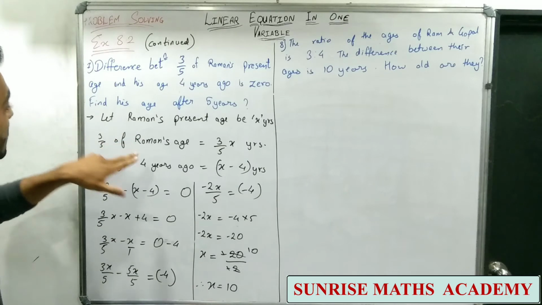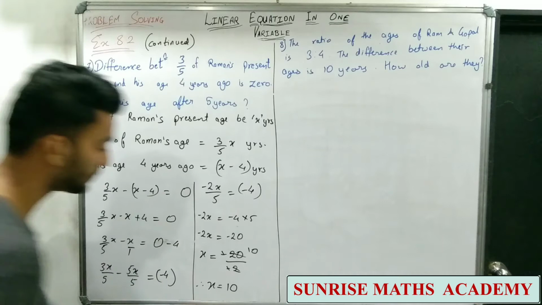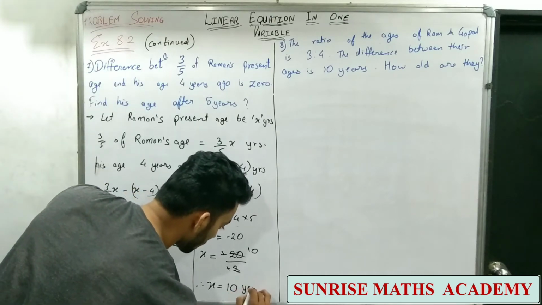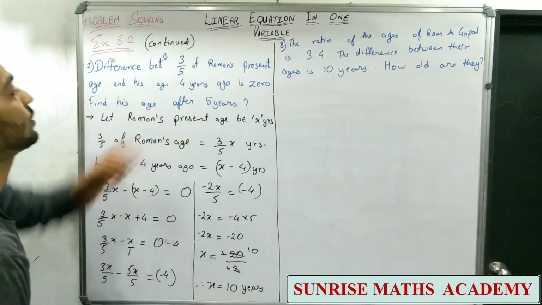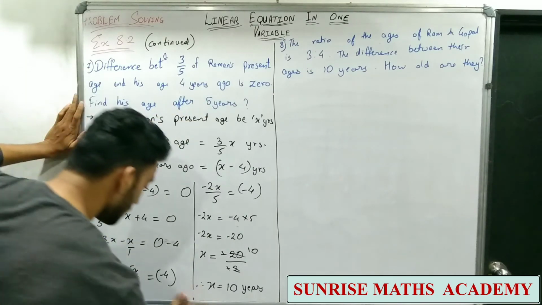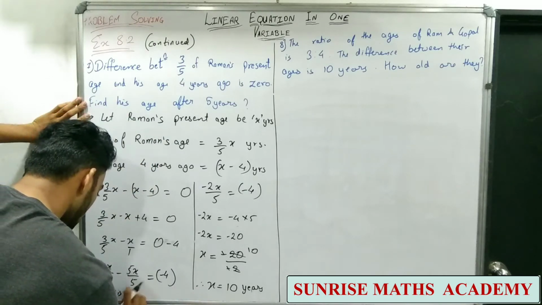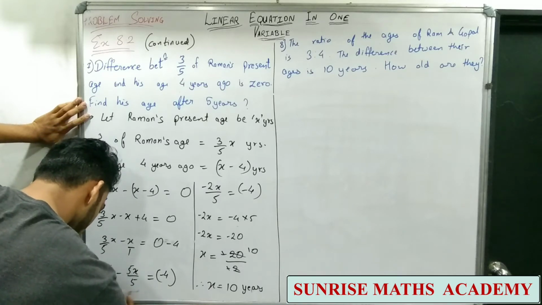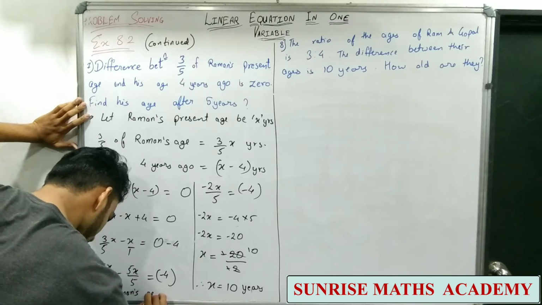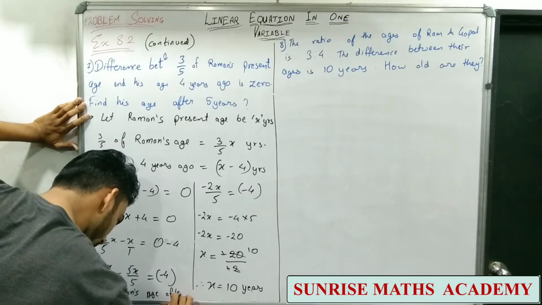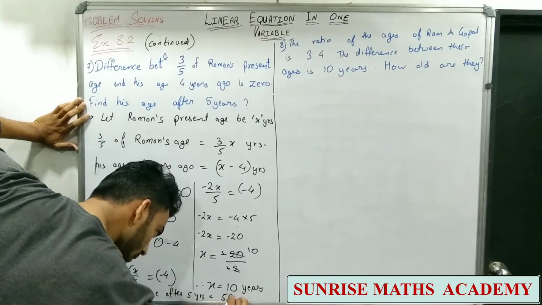So his present age we have taken as x. Raman's present age is x, so he is 10 years old now. And they have asked: find his age after 5 years. This is not the final answer because they have asked the age 5 years later. Therefore Raman's age after 5 years equals to 15 years.